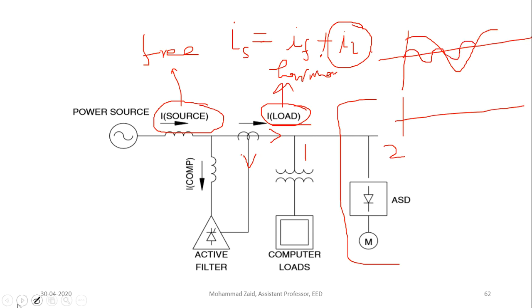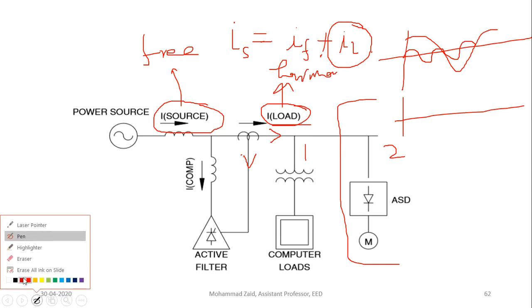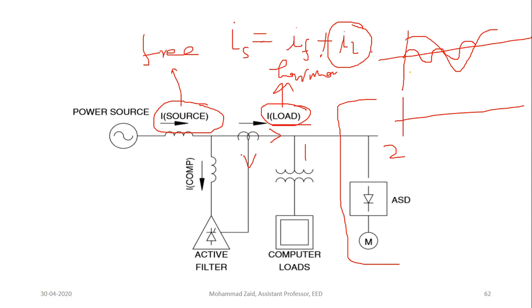So the current produced by the filter should be in the opposite direction to this. This is the current drawn by the filter, and this is the load current, which also has harmonics. So IL has two components: the fundamental, ILF, plus the harmonic current, ILH. The load current is fine, we need not change it, but the filter current IF should have a current produced here.